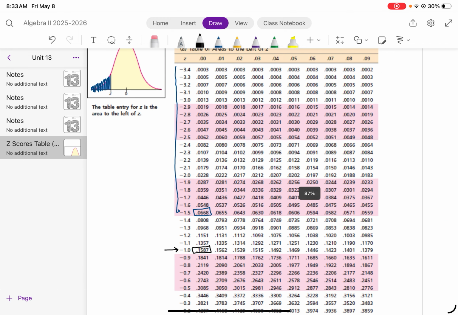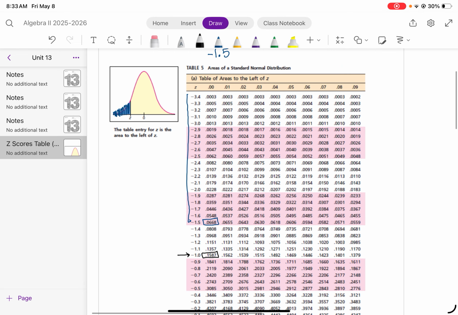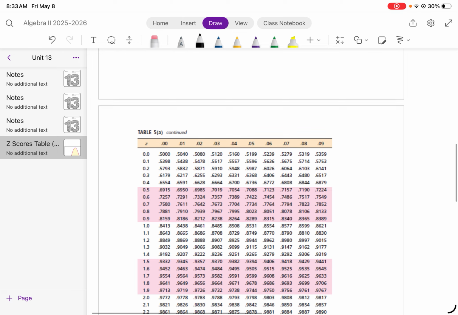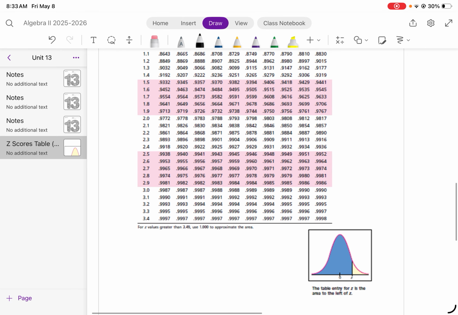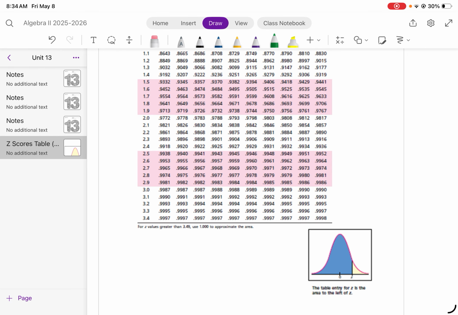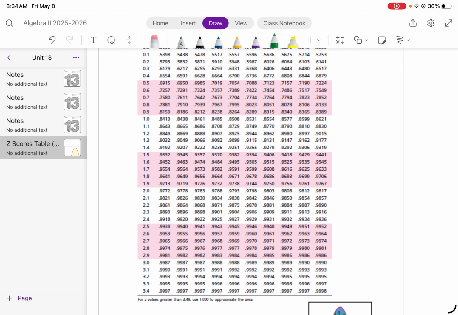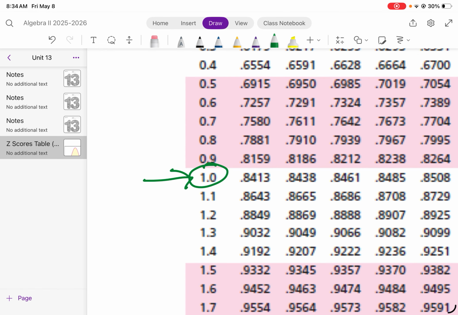So far, all of our z-scores have been negative, so we've used the same side of our paper. But now we need to flip it over to the positive side of our paper. So again, this is giving us all the probability up to that point. And our value for z was just +1. So we're going to find the +1, which is right here. And there was nothing after the 1, so we're going to take the first probability that shows up after it, 0.8413.